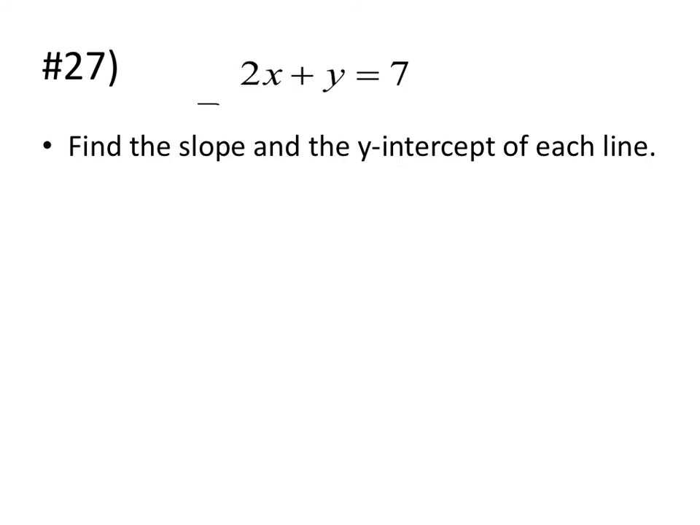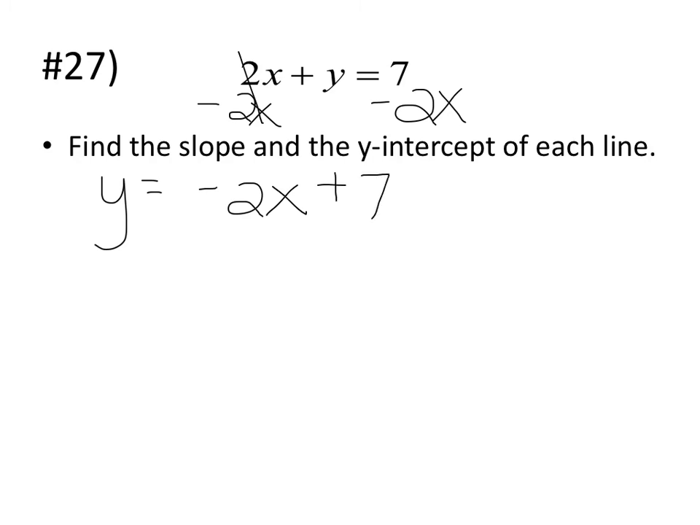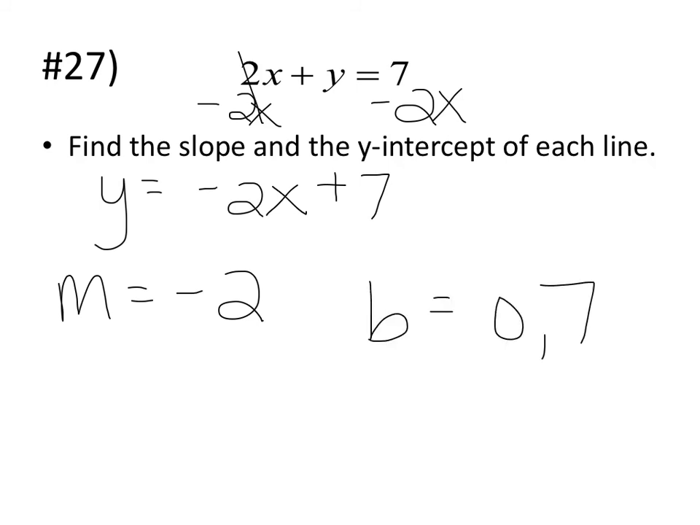Find your slope, so you need to go ahead and put it in y equals mx plus b, which is slope-intercept form. So you get y equals negative 2x plus 7. So your slope is negative 2. Your b is 7. You always put a 0 in front of it to get your y-intercept.